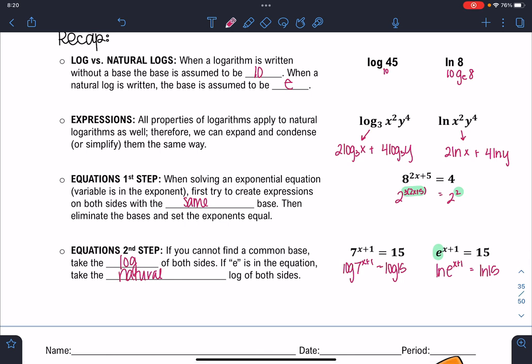So hopefully you're getting a little bit more comfortable with recognizing the patterns here. But like I said, we will do lots of review this week on that. So hopefully this lesson went okay.